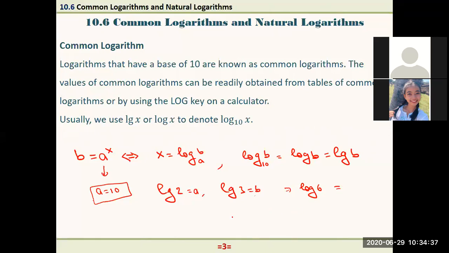Using the property, I can write it as the common logarithm of 2 times 3, which is equal to the common logarithm of 2 plus the common logarithm of 3, right? And I know that the first is given as a, and the second is given as b. So I can write here a plus b. Because in all classical exams, it might be given in this way. They are just measuring your skill.